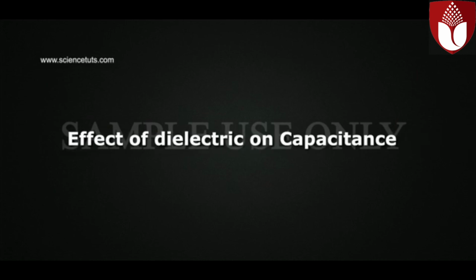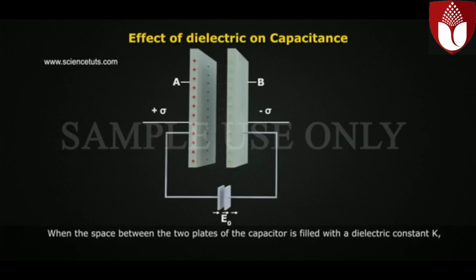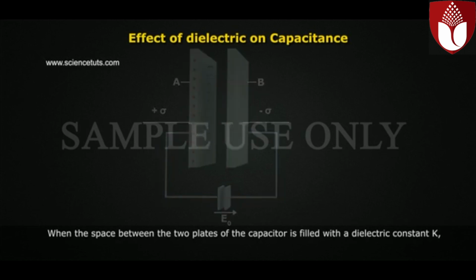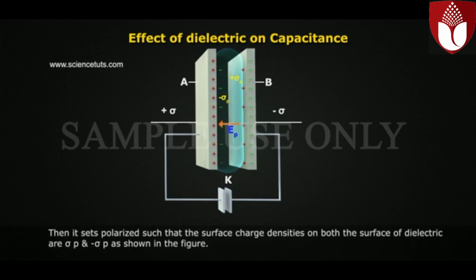Effect of dielectric on capacitance. When the space between the two plates of the capacitor is filled with a dielectric of constant K, it gets polarized such that the surface charge densities on both surfaces of the dielectric are sigma p and minus sigma p, as shown in the figure.